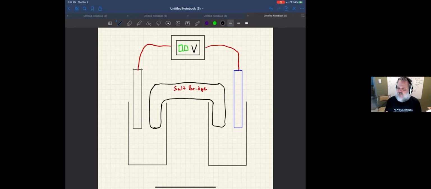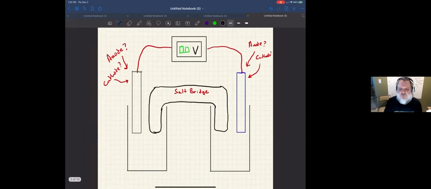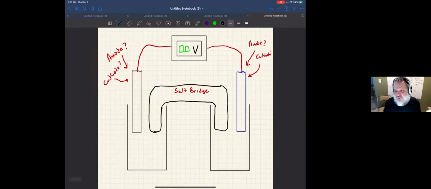And so once you get to this point, just draw this picture, and then you want to ask yourself, okay, well, is the one on the left the anode, or is it the one on the right? What about the cathode? Which one is which? At the end of the day, it doesn't matter. As long as you've got the electrons flowing in the right direction, what you know is that reduction is going to happen at the cathode, oxidation is going to happen at the anode, and as long as you show everything flowing in the right direction, then you'll have the diagram correctly.